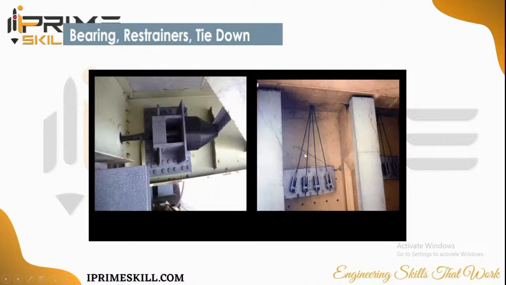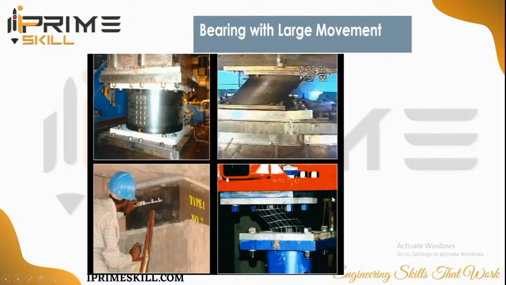Here you see the bearings. These are restrainers and the bearings. They are tied down. Again, there are different types, so based on the purpose and the cost, everything is considered while selecting. Here are bearings with larger movement, for earthquake forces. These are specific. That's why I told you, when these try to slide or move, the forces between the substructure and superstructure are lessened by these kinds of bearings.